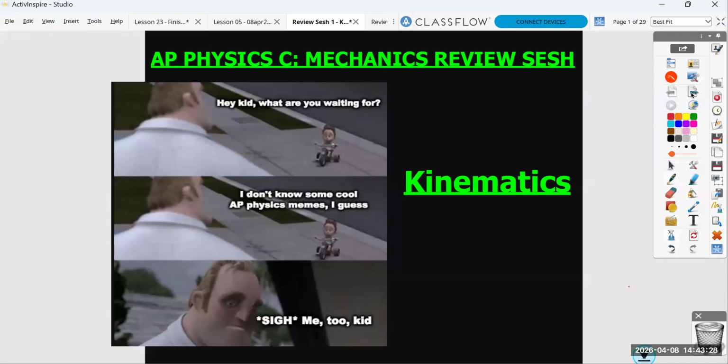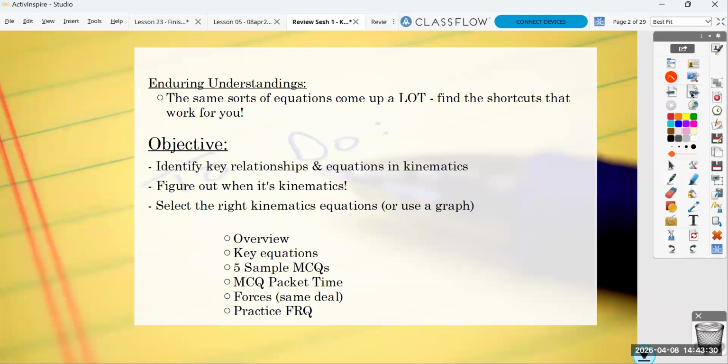So the way that I like to think about this is, let me see if I can get rid of this bar real quick. Hide floating meeting controls. Beautiful.